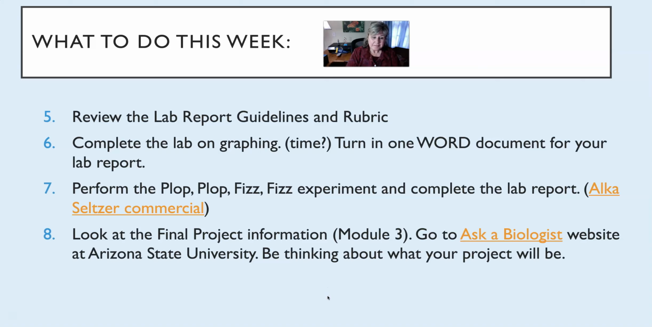All right, and then the other thing that I want you to do, because you need to be thinking about this ahead of time, is look at the final project information, and the first time we will see this is in Module 3. So go ahead and jump to Module 3 and look at those final project guidelines. It tells you there to go to the Ask a Biologist website at Arizona State University, and you have a choice of 4 different labs that you can base your final project on.